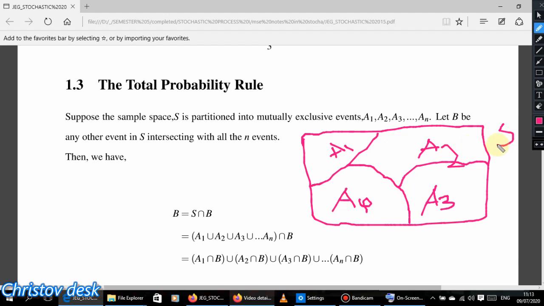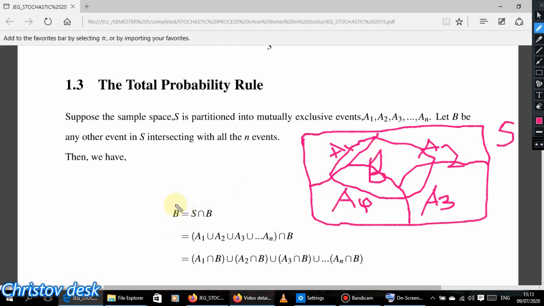So we say that S has been partitioned into mutually exclusive events A1 up to An, and we are saying that B is any other event that is intersecting with S. So B can be something like this. And remember that this B is intersecting with every element.